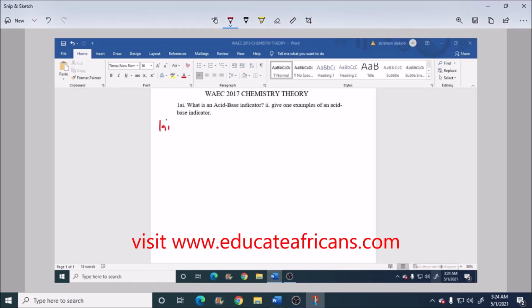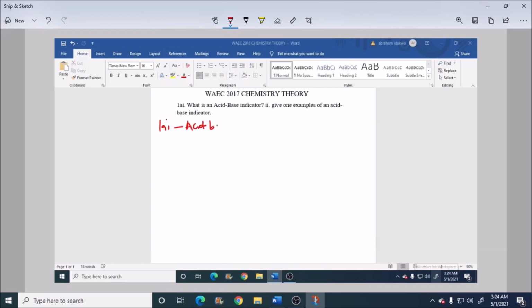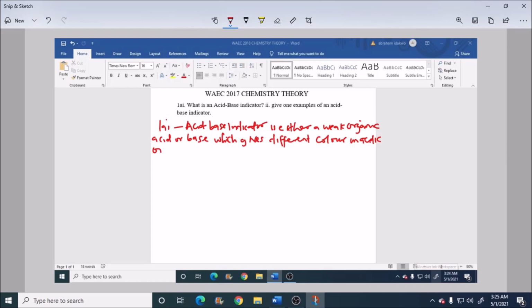Acid-base indicator, as we are asked in 1A Roman figure 1, is either a weak organic acid or base which gives different colors in acidic or basic medium.